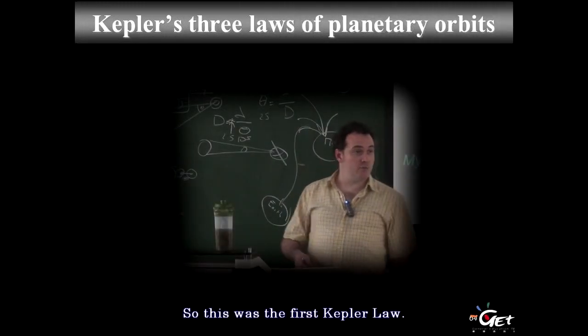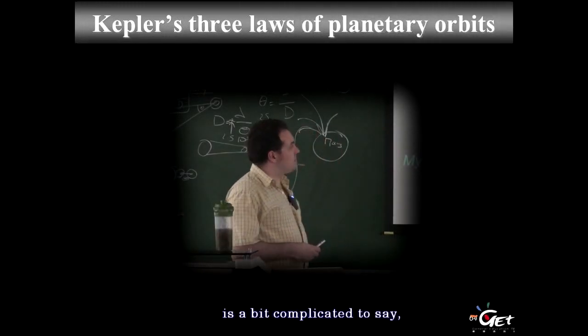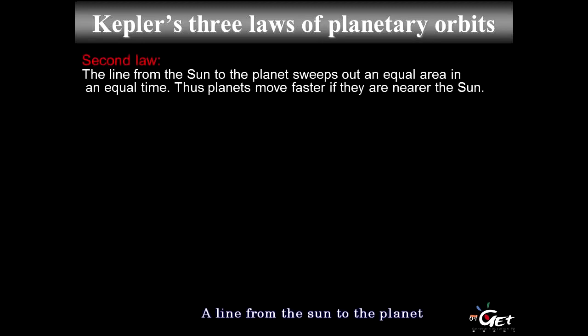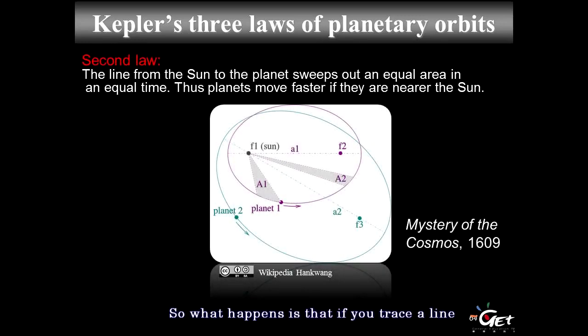So this was Kepler's first law. The second law is a bit complicated to say, but it's actually very simple to understand. A line from the Sun to the planet sweeps out an equal area in an equal time. So the planets move faster if they are nearer the Sun. If you trace a line between the position of the planet and the Sun, the time for the planet to go from this point to that point will be exactly the same as the time to go from this point to that point. It means that the two blue areas are the same.